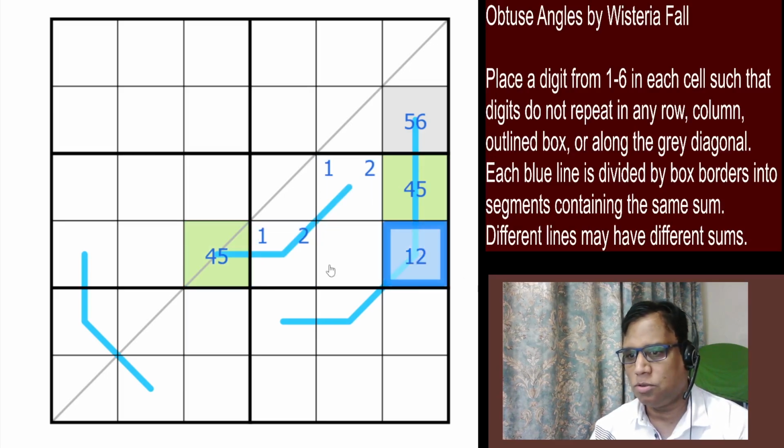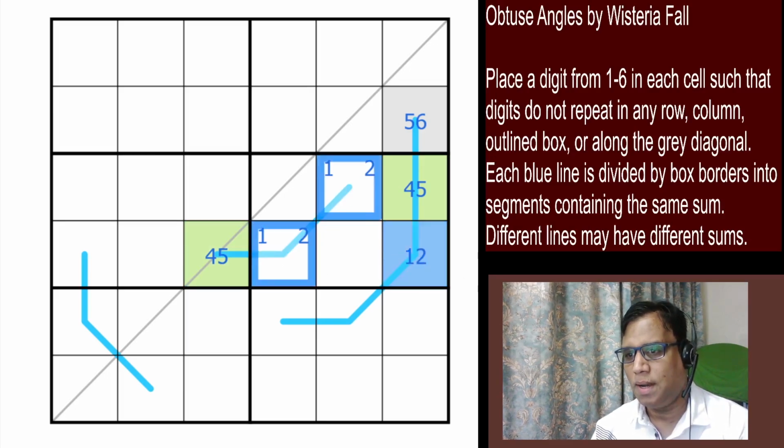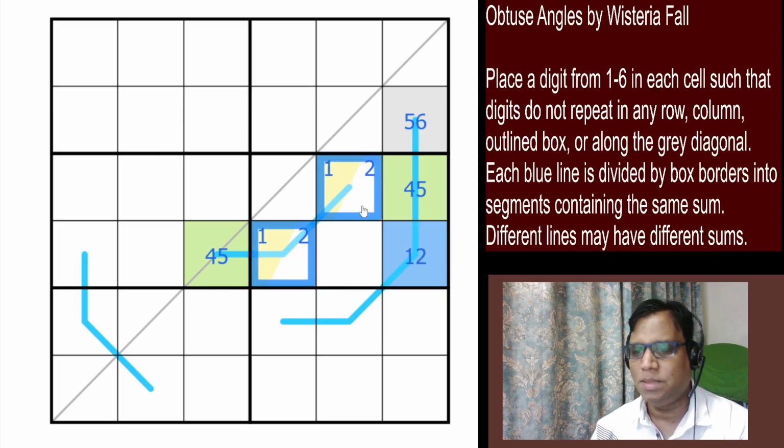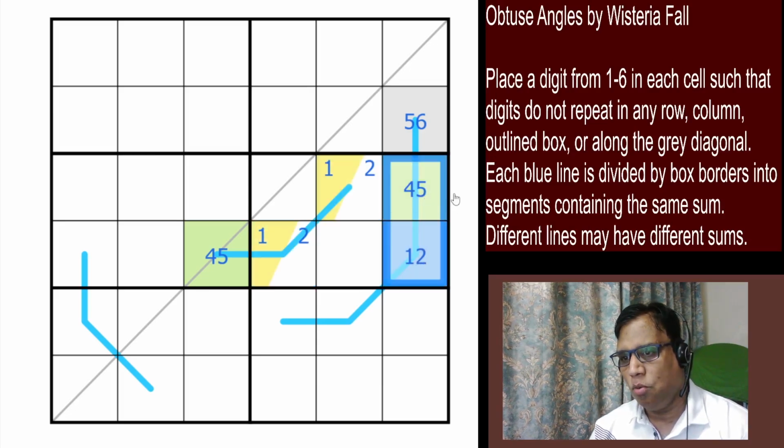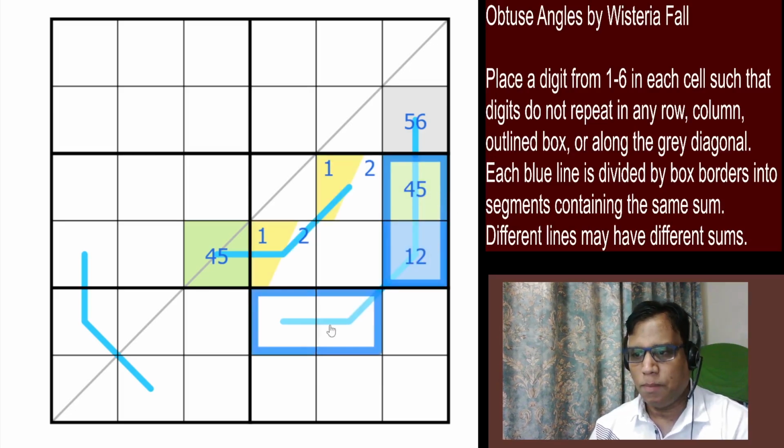Maybe we can color those. So let this 1, 2 be blue, and let this be yellow. We don't know where it is, but it is yellow. All right. Now the third thing to think about is, can these two sum be same as these two sum, or is it going to be different from these two sum?